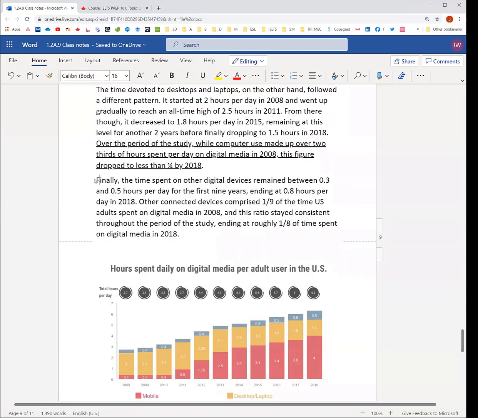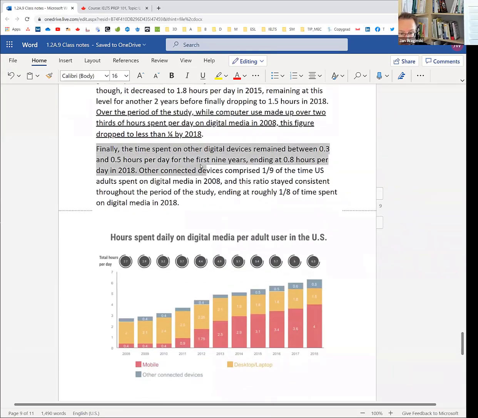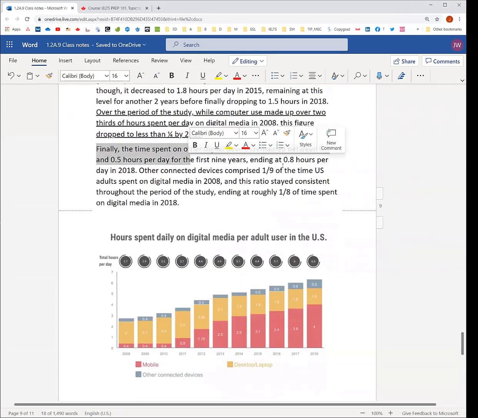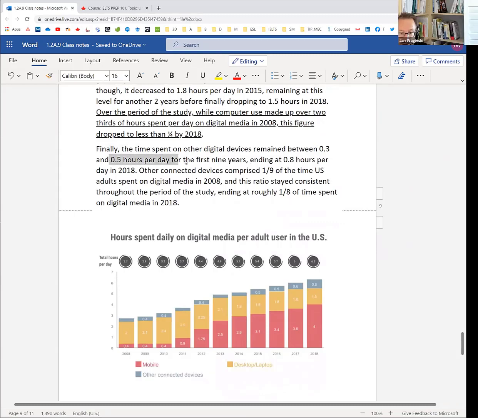And finally, the time spent on other digital devices remained between 0.3 and 0.5 hours per day for the first 9 years, ending at 0.8 hours per day in 2018. Other connected devices comprised 1/9 of the time US adults spent on digital media in 2008, and this ratio stayed consistent throughout the period of the study, ending at roughly 1/8 of time spent on digital media in 2018.